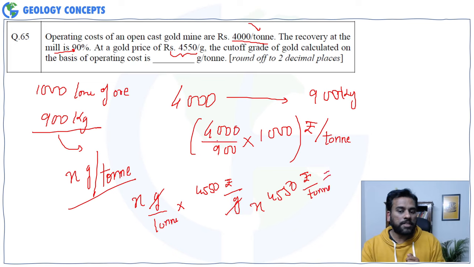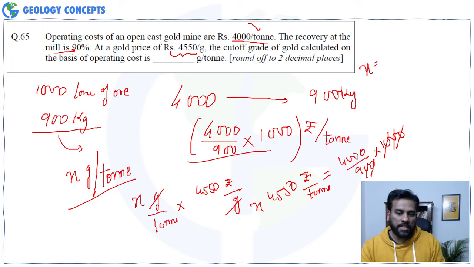This should be equal to this. Make it equal to 4,000 divided by 900 into 1,000. Right. So if you solve this, you will get the value of X. So I'll work it out here. X will be equal to, first of all, this gets cancelled, right? And this zero gets cancelled from here. So what you get here is 4,000 divided by 9 divided by 4550.